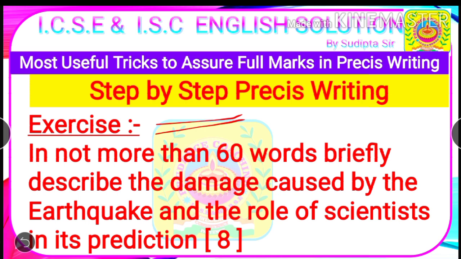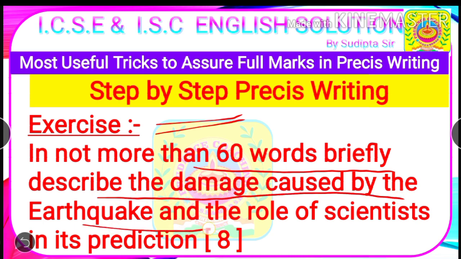So this exercise tells us that in not more than 60 words you will have to briefly describe the damage caused by the earthquake and the role of scientists in its prediction. So students, just practice it well, and I hope that we have given you everything that is related to this precis writing.